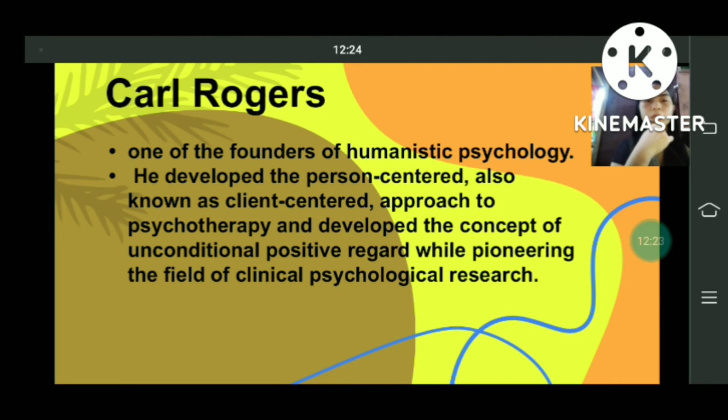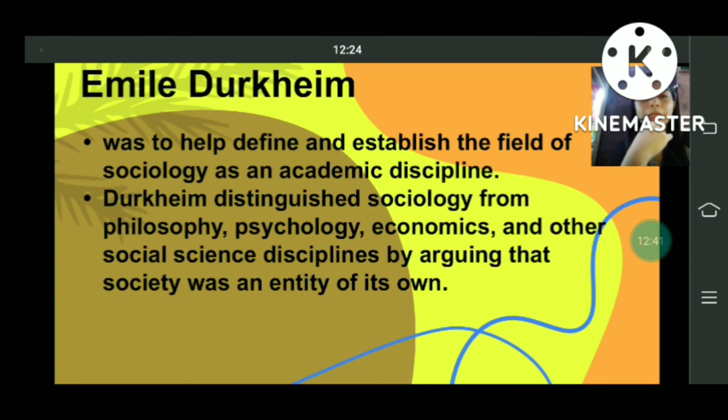Carl Rogers is one of the founders of humanistic psychology. He developed the person-centered, also known as client-centered, approach to psychotherapy and developed the concept of unconditional positive regard while pioneering the field of clinical psychological research.